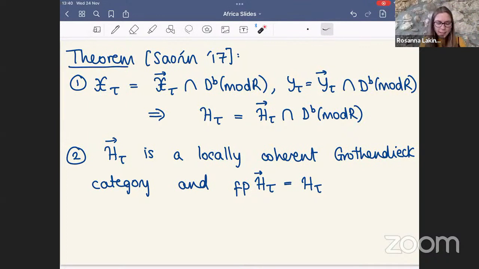But the thing that is more surprising and very nice is that the larger heart is a locally coherent Grothendieck category. This means that it's a Grothendieck category whose finitely presented objects form an abelian category. And the finitely presented objects inside this category turn out to be the smaller heart. So this is a very nice relationship.